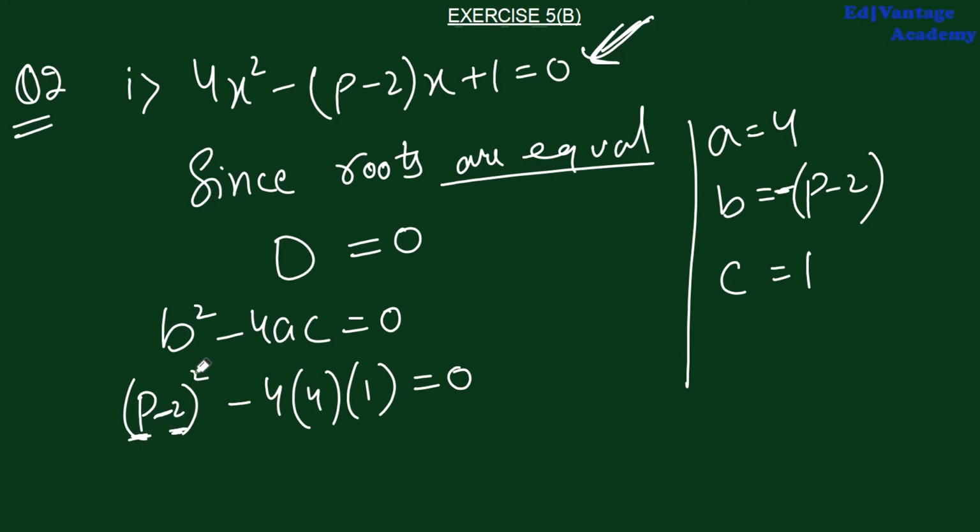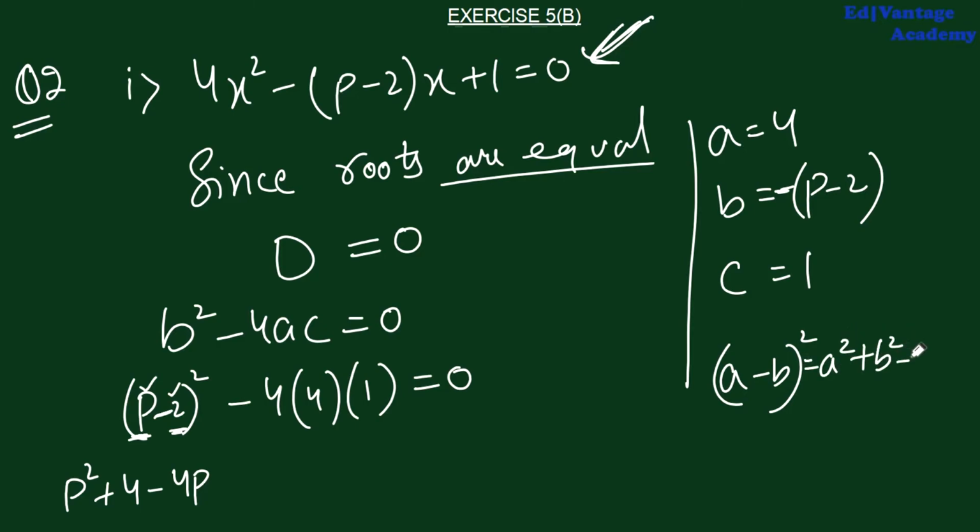So (A − B) the whole square, you know what (A − B) the whole square is. It's A square plus B square, and 2 square will be 4, minus 2AB, minus 2 into P into 2, that is 4P. This one I used: (A − B) the whole square is equal to A square plus B square minus 2AB, because it's in the form of A minus B. And here it is minus 4 into 4, that is 16 into 1, that's minus 16, is equal to 0.